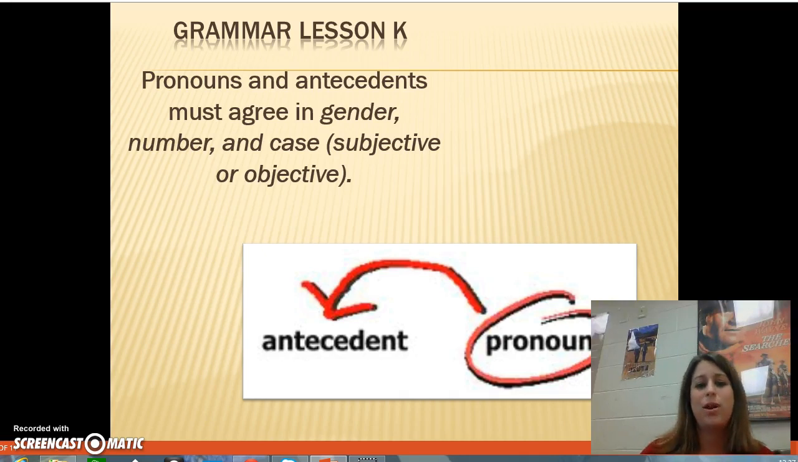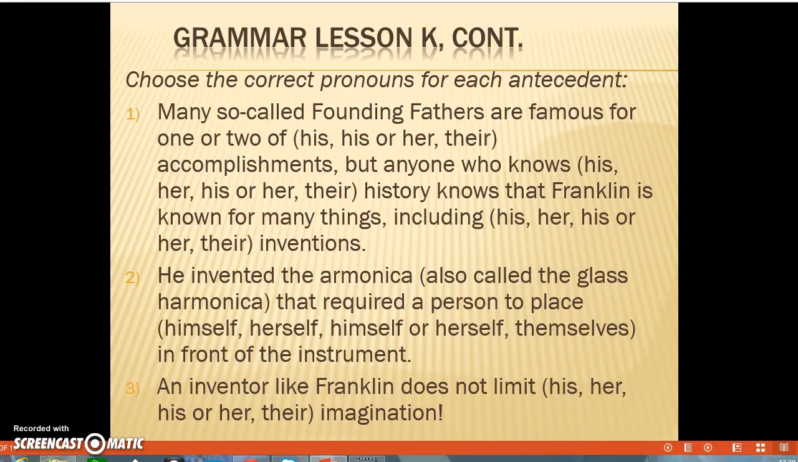Today we're looking at grammar lesson K. So we are still looking at pronouns and antecedents and how they must agree in gender, number, and case. So that's subjective or objective, which we talked more about last lesson. Let's go ahead and get started with today.